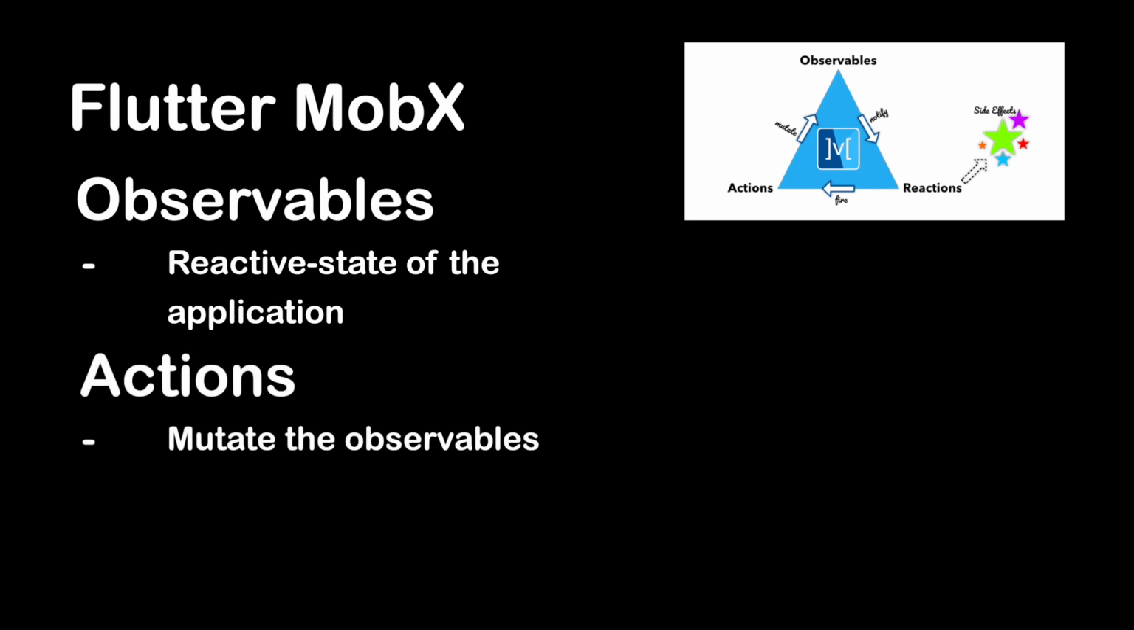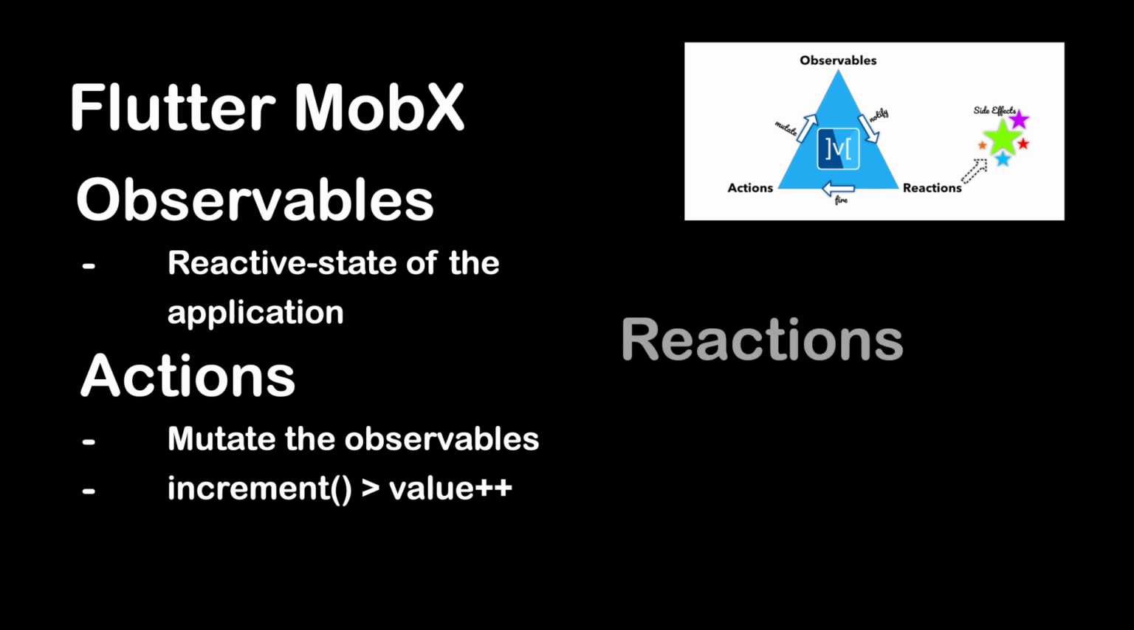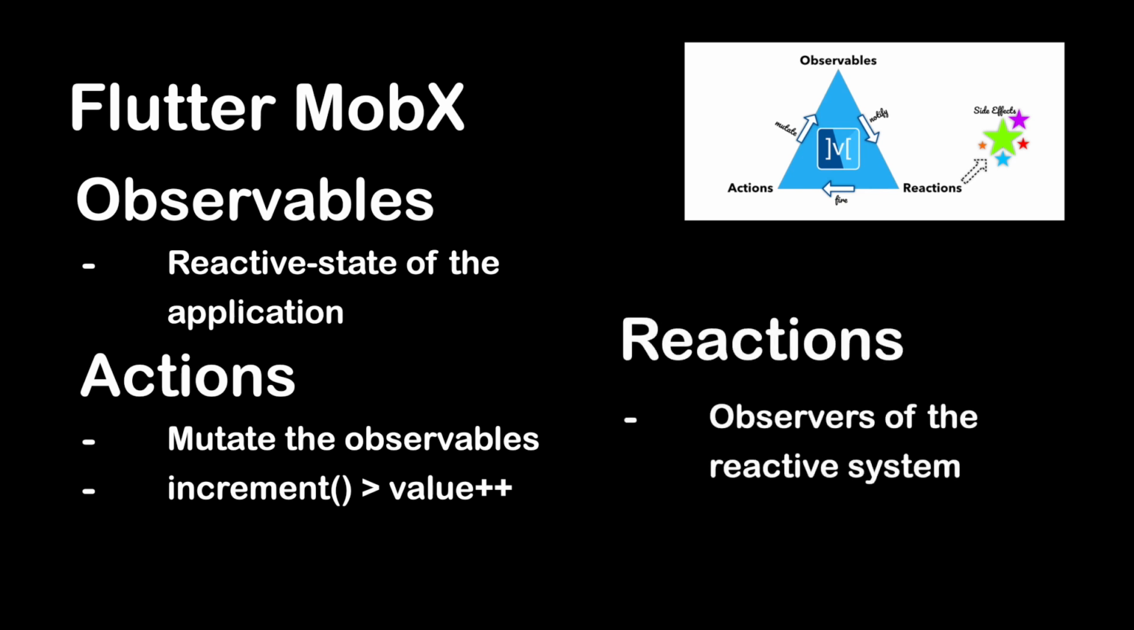Actions are how you mutate the observables. Rather than mutating them directly, actions add a semantic meaning to the mutation. For example, instead of just doing value plus plus, firing an increment action carries more meaning. Besides, actions also batch up all the notifications and ensure the changes are notified only after they complete. Thus, the observers are notified only upon the atomic completion of the action. Reactions are the observers of the reactive system and get notified whenever an observable they track is changed.